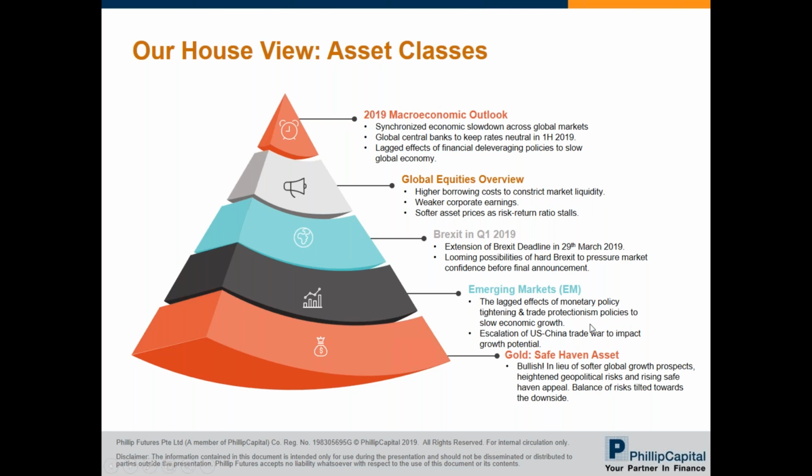Emerging markets are going to slow, we feel, with all this, and the escalation, if it happens, is going to impact growth potential. But for now, I think emerging markets are still teetering between nuanced and quite positive. But gold, our favorite: bullish, very bullish, in lieu of softer global growth prospects, heightened geopolitical risks, and rising safe haven appeal. The balance of risk is still tilted towards the downside.